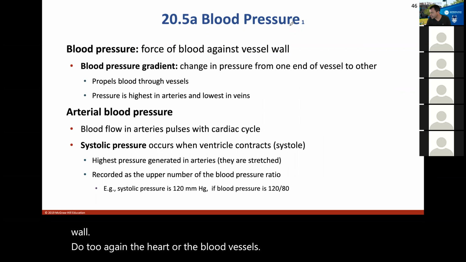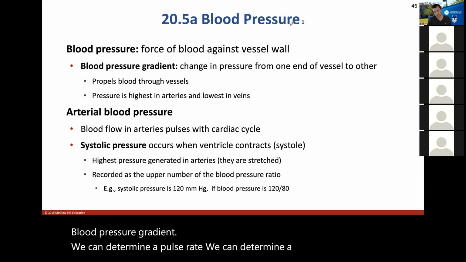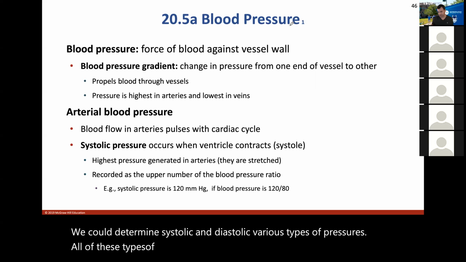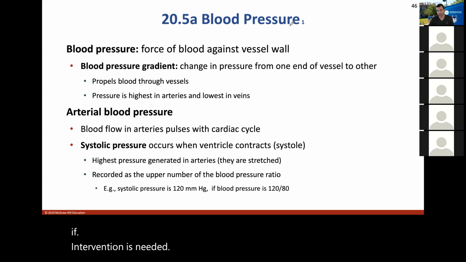We can determine a blood pressure gradient. We can determine a pulse rate. We can determine a pulse pressure. We can determine systolic and diastolic, various types of pressures. All of these types of pressures or pressure gradients allow us to figure out if intervention is needed. Is their blood pressure high? Intervention is needed.